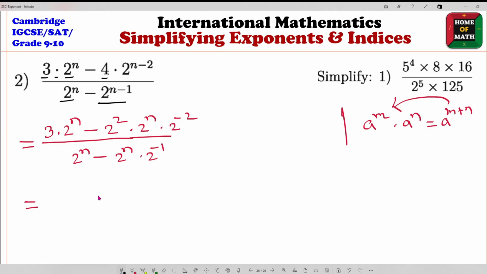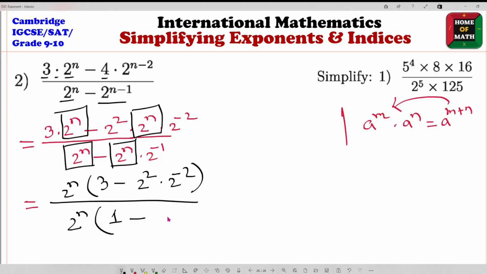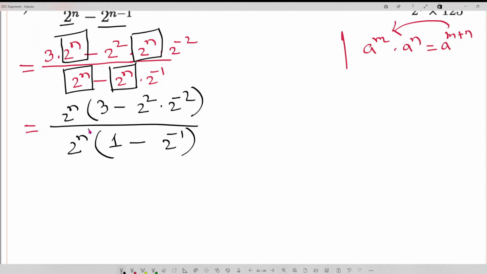Okay, now what can we do? Look, this is 2 to the power n, this is 2 to the power n, here is 2 to the power n, and here is also 2 to the power n. So we just take 2 to the power n common. So here is 3 minus 2 square times 2 to the power minus 2. Here is also 2 to the power n common, so 1 minus 2 to the power minus 1. Now one by one we are trying to solve. 2 to the power n divided by 2 to the power n will be 1, so we can cancel it.